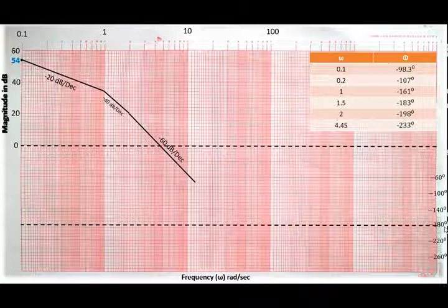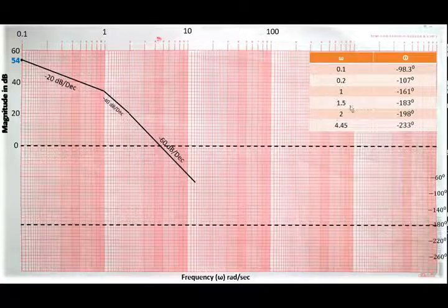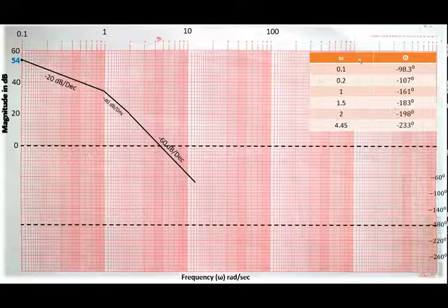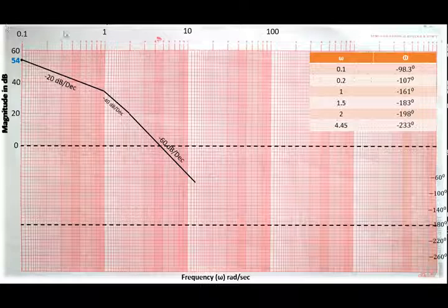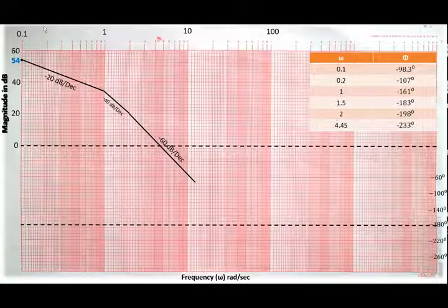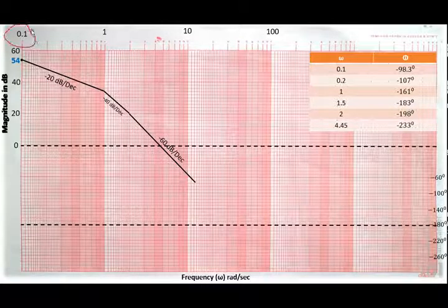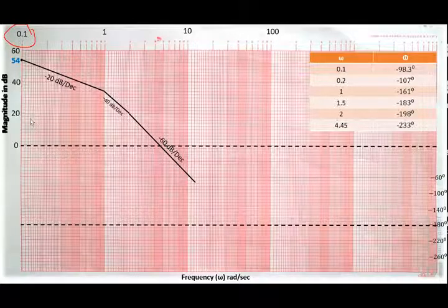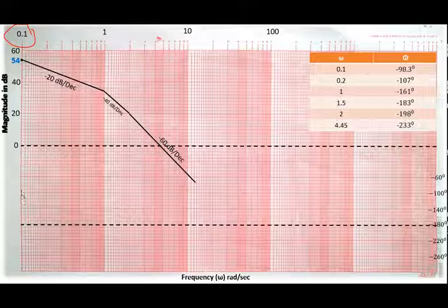So now for different values of omega, we have calculated different values of phase angles. Now we need to mark all the phase angles with respect to the frequencies. So for 0.1 frequency, at this point, this is 98.3. So if this is 100, 98.3 will come somewhere here. So this is 98.3 degree.